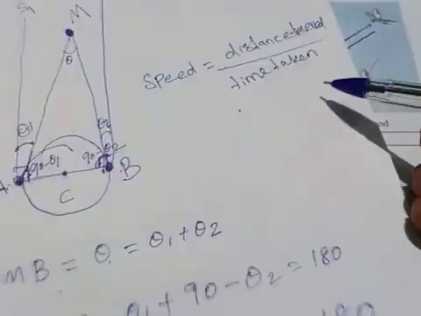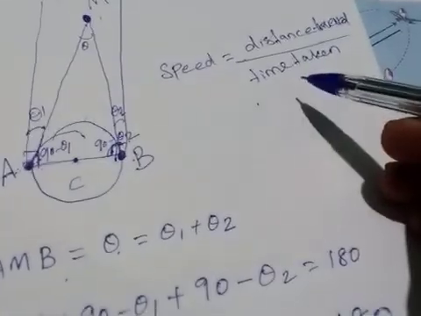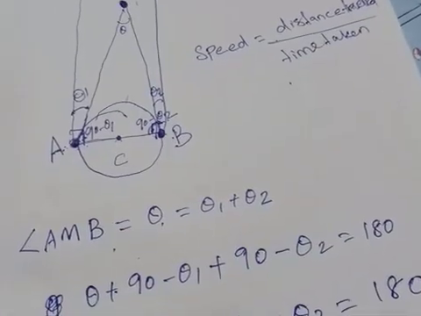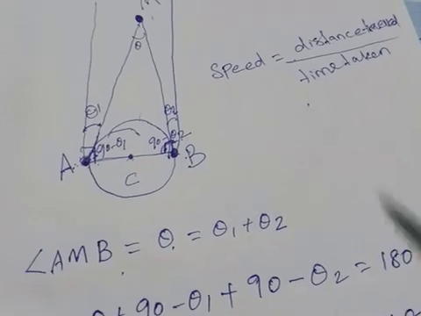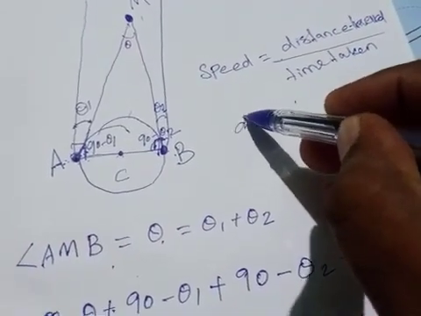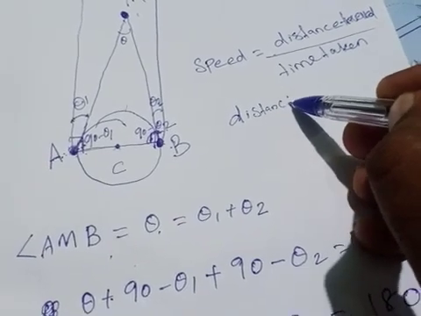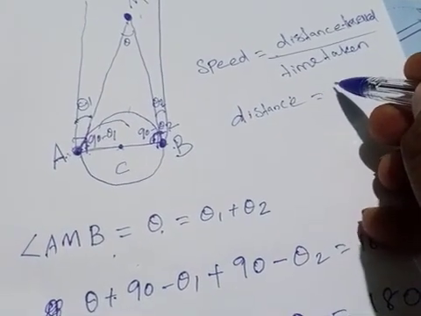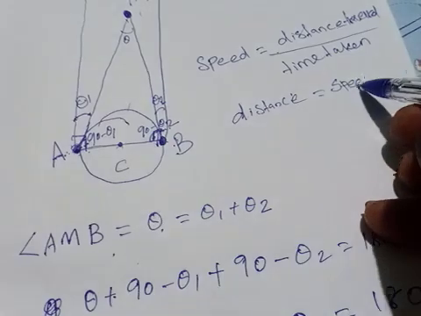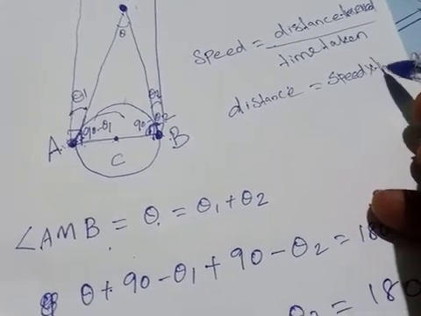By using this formula, so you know that they are finding, this radar method is used to find the distance. So radar method is used to find the distance. So from this formula, distance is equal to speed into time.